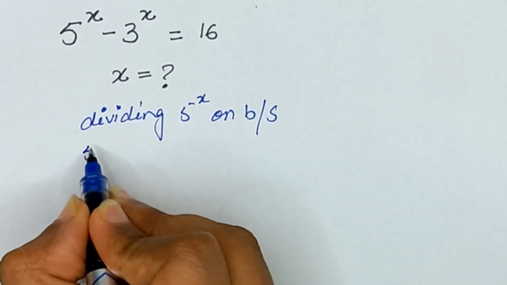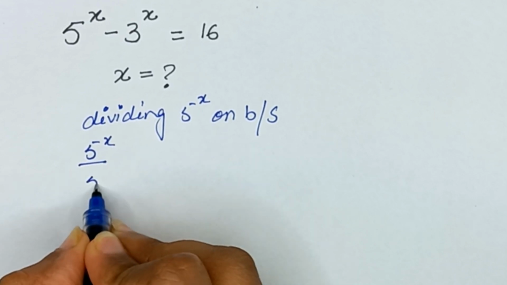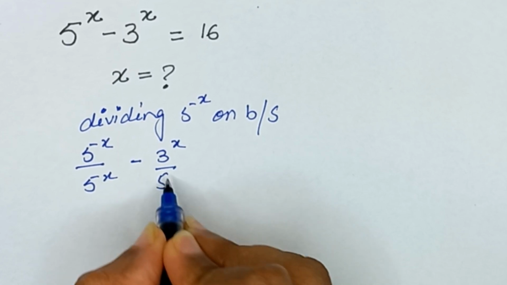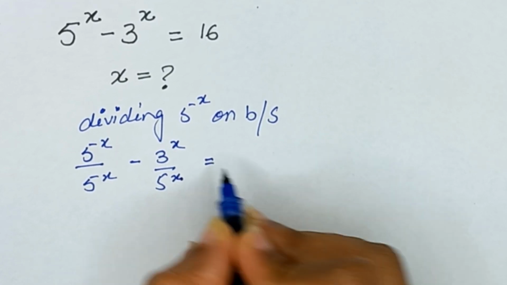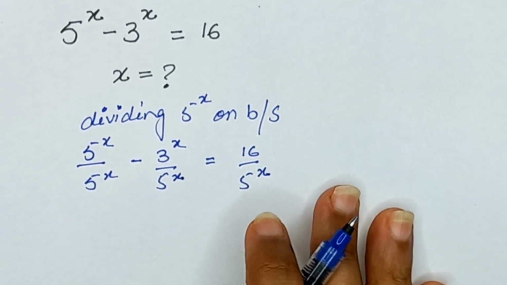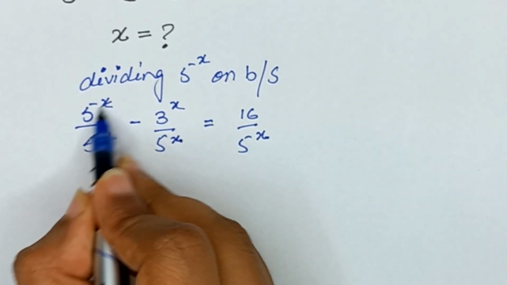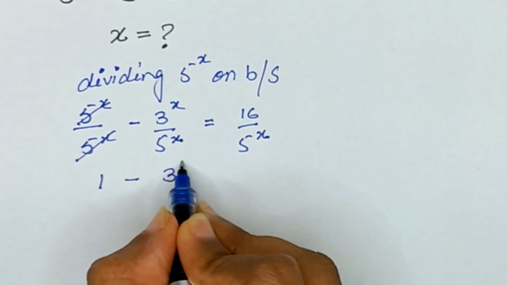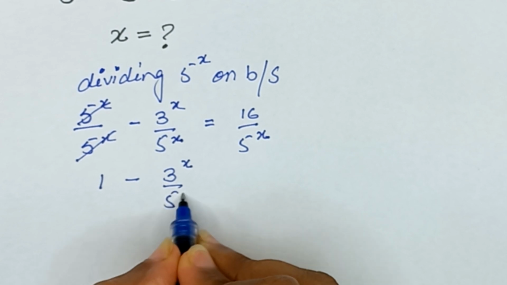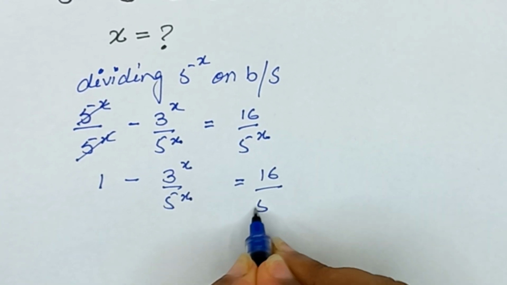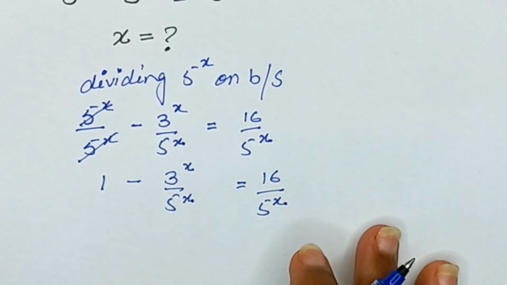So it will become 5 raised to the power x divided by 5 raised to the power x minus 3 raised to the power x divided by 5 raised to the power x, and it will be equal to 16 divided by 5 raised to the power x. So it will be cancelled out. So it will become 1 minus 3 raised to the power x divided by 5 raised to the power x, and it is equal to 16 divided by 5 raised to the power x.